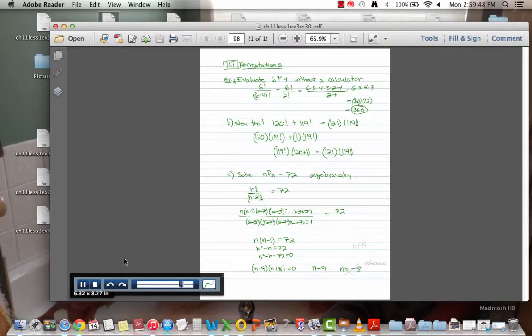When you're doing nP2, n would have to be a natural number. This negative 8 answer here is extraneous. You can't give negative 8 as an answer. I think of it this way: you can't have negative 8 objects and be asked to arrange 2 of them. But you can definitely have 9 objects, be asked to arrange 2 of them, and you can do 9P2 on your calculator, and it will tell you that that answer is 72.